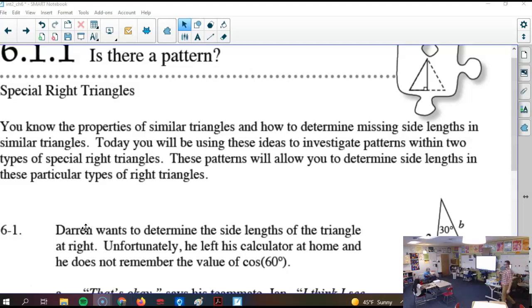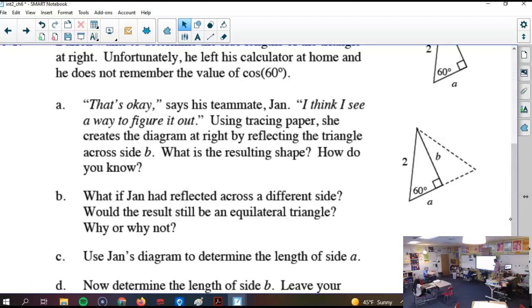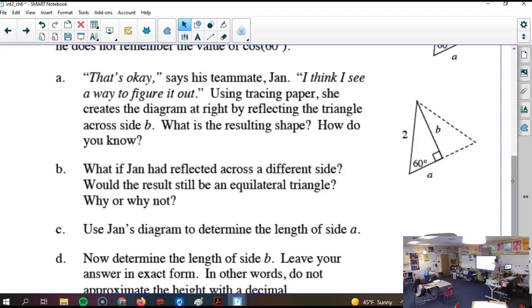So what is Darren essentially going to create to make his life easier and justify why A is 1, which we've already shouted out? Make it equilateral. Yeah, equilateral triangle, right? So his teammate Jan comes up and says, if we draw this out here, we have a 60-60-60 equilateral triangle, which then means that 2 times the A is 2. Well, okay, so then that means that A must be 1. And then how do we figure out B?